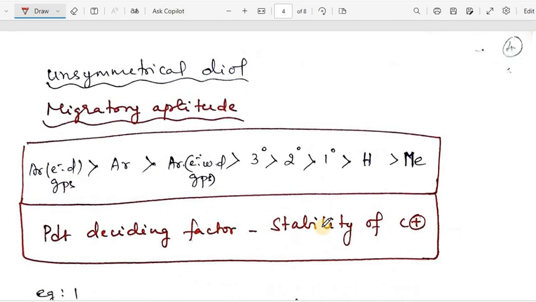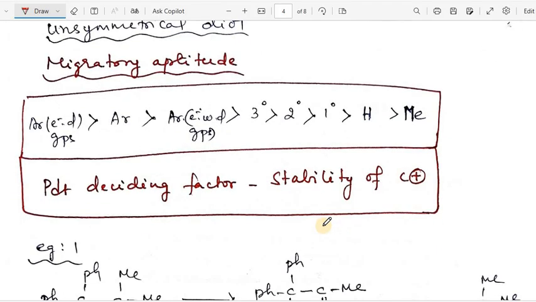And coming to unsymmetrical diols, migrating aptitude plays an important role here. But the product deciding factor will be the stability of the carbonium ion. This is the order of migrating aptitude. Aromatic rings with electron donating groups have higher migrating aptitude than simple aromatic rings. Aromatic rings possessing electron withdrawing groups have lesser migrating aptitude than rings with electron donating groups. Then come tertiary, secondary, primary, and then hydrogen and methyl.